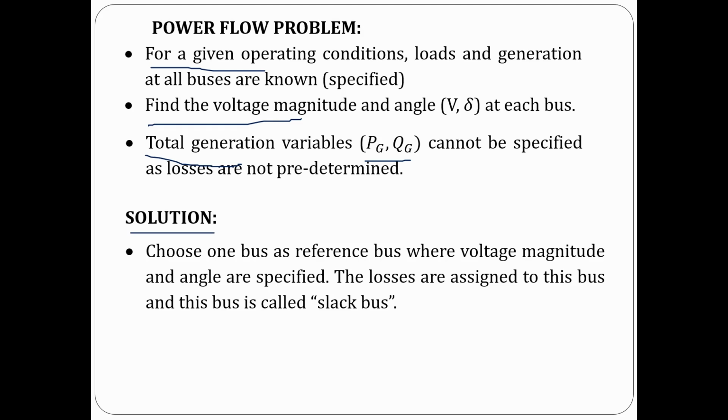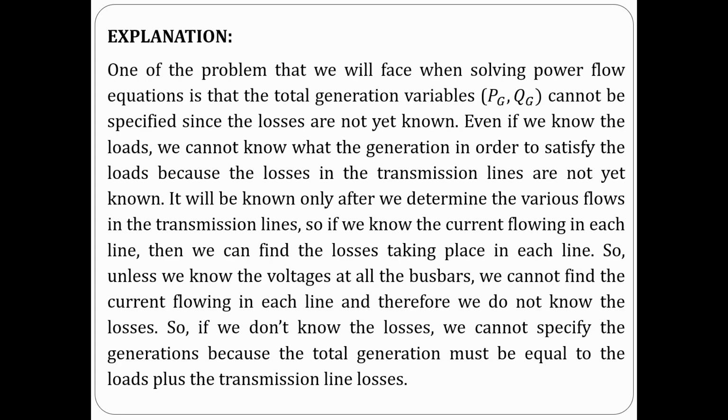The explanation for this power flow problem is that one of the problems we will face when solving power flow equations is that the total generation variables PG and QG cannot be specified since the losses are not yet known. Even if we know the loads, we cannot know the generation needed to satisfy the loads because the losses in the transmission lines are not yet known. They will be known only after we determine the various flows in the transmission lines.